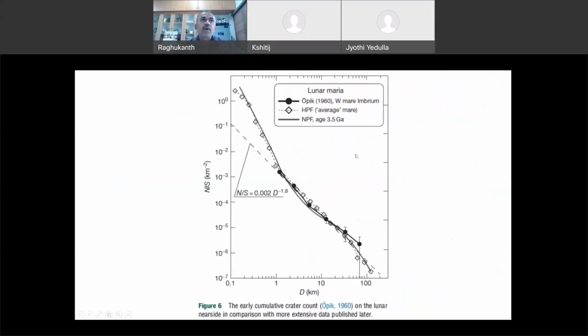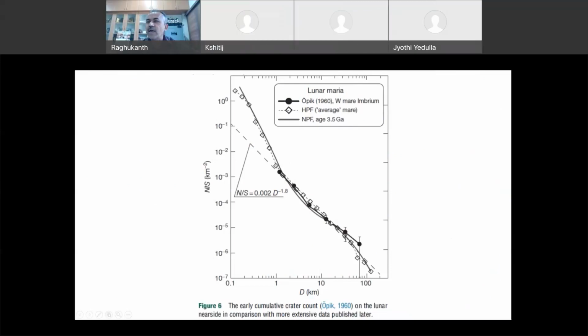Yeah. So this was the first, the earliest thing. For moons, there was a person, Öpik actually. Using a telescope in Mare Imbrium, he identified the craters, counted the number of craters, and then plotted this data. You can see these black dots here. From the telescopic observations, he got all this data himself.